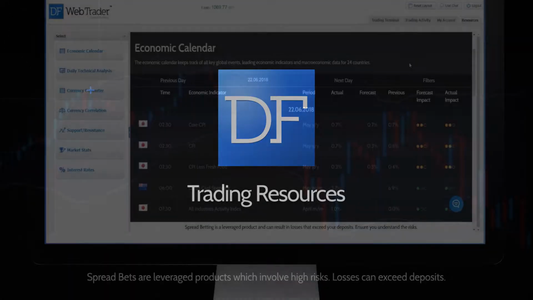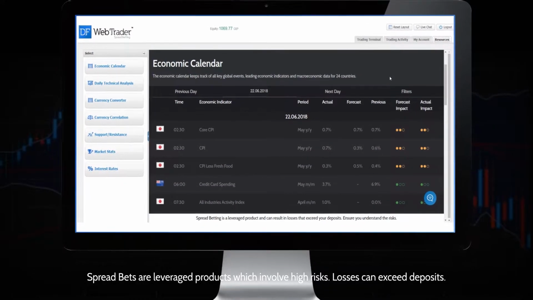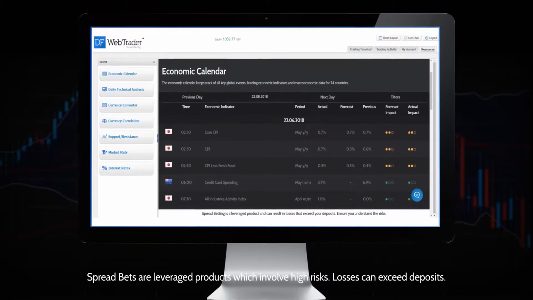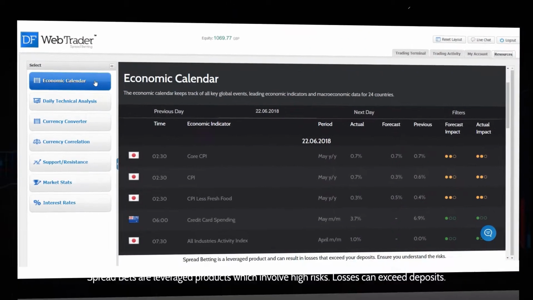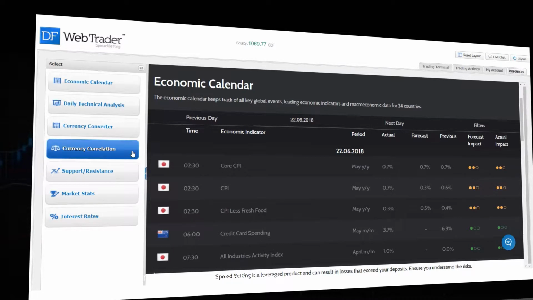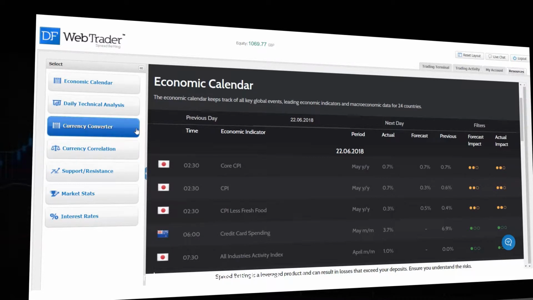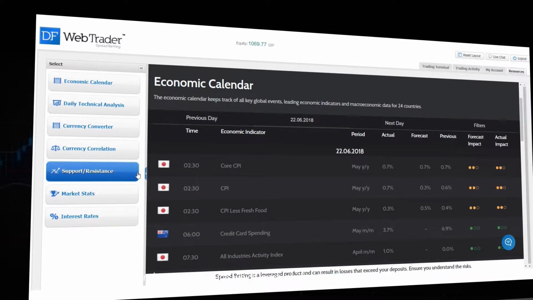The Market Analysis tab in the main toolbar gives you access to a full set of tools designed to help you make better, timely and well-calculated trading decisions. Economic calendar of global market moving events. Daily technical analysis for major forex pairs and stock indices. Currency correlation and currency converter tools. Market statistics, support resistance levels, and central bank interest rates.